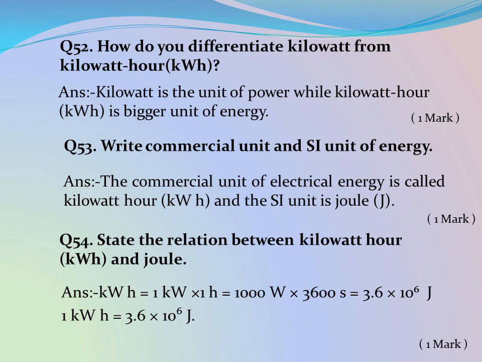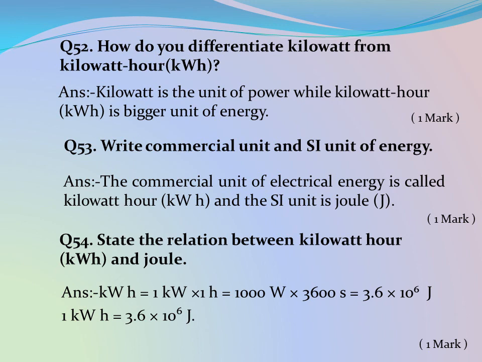Question number 52. How do you differentiate kilowatt from kilowatt hour? Answer. Kilowatt is the unit of power, while kilowatt hour is a bigger unit of energy. Question number 53. Write commercial unit and SI unit of energy. Answer. Commercial unit of electrical energy is called kilowatt hour and the SI unit is joule. State the relation between kilowatt hour and joule.